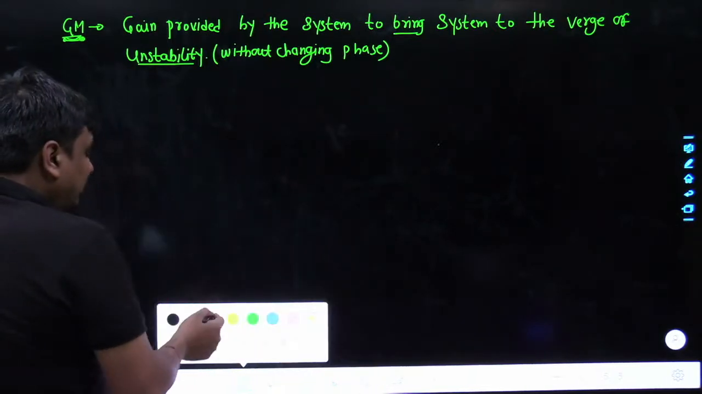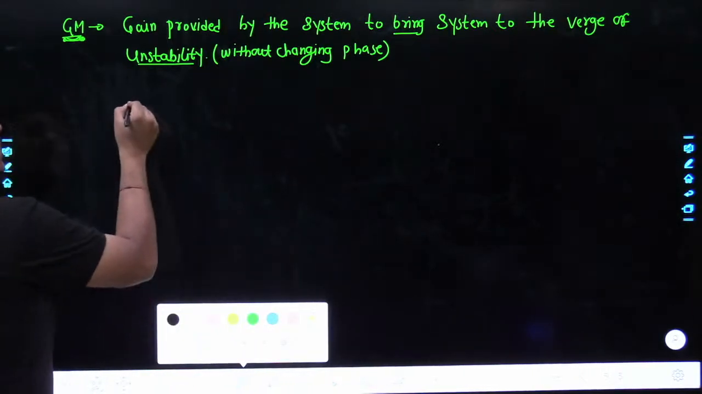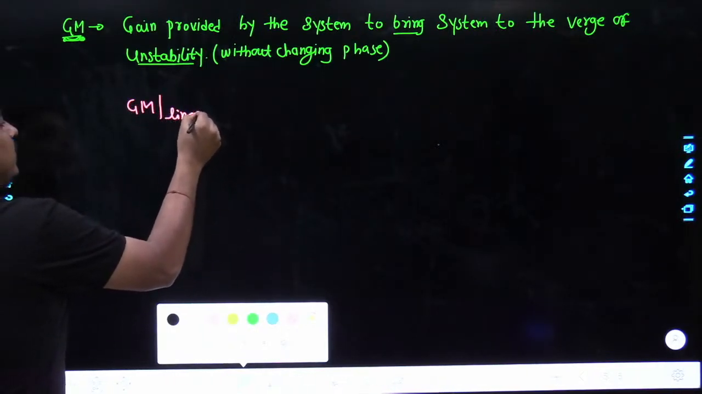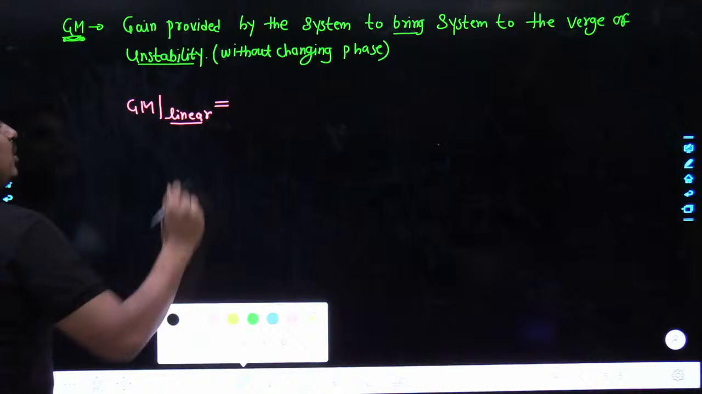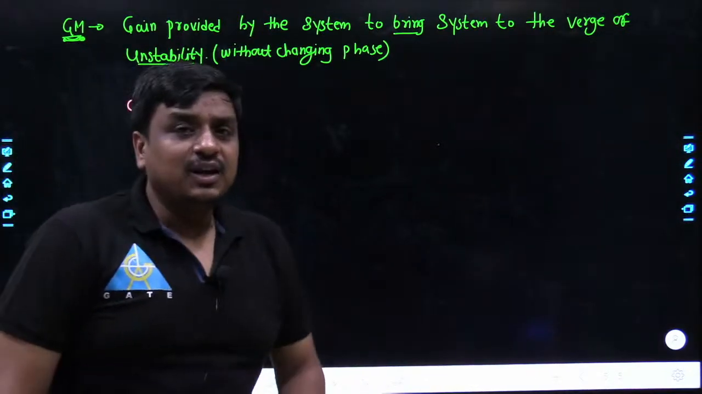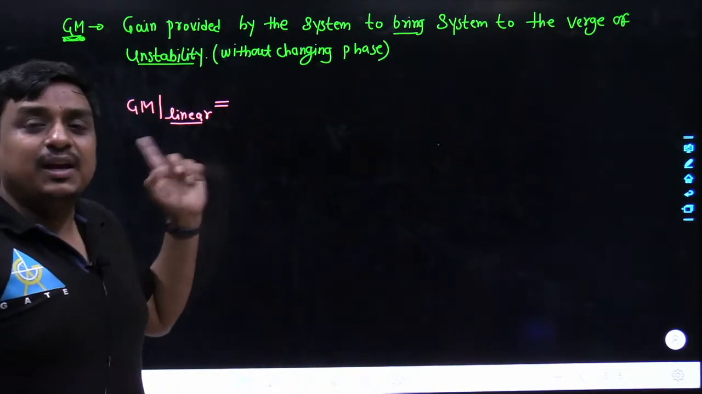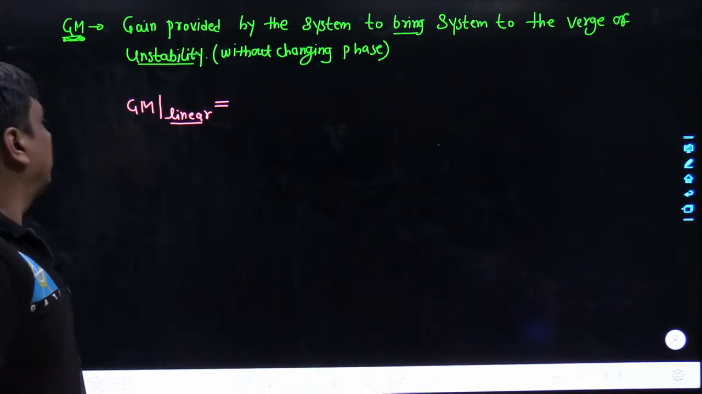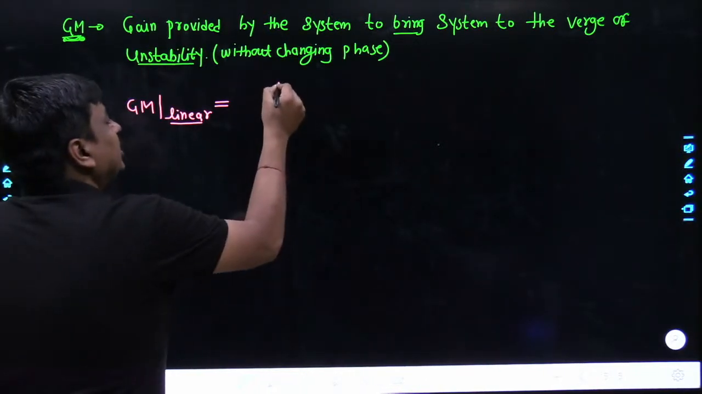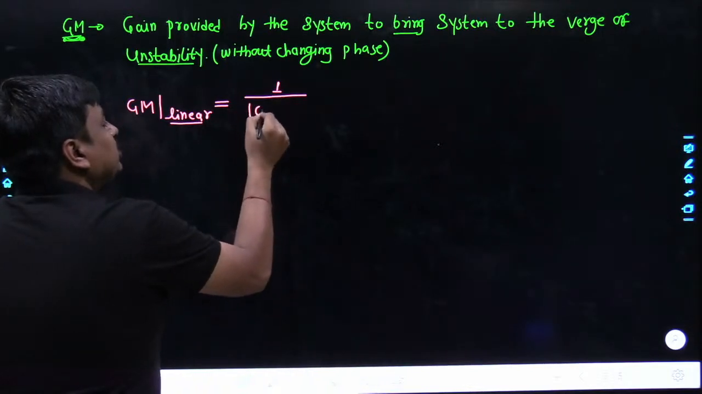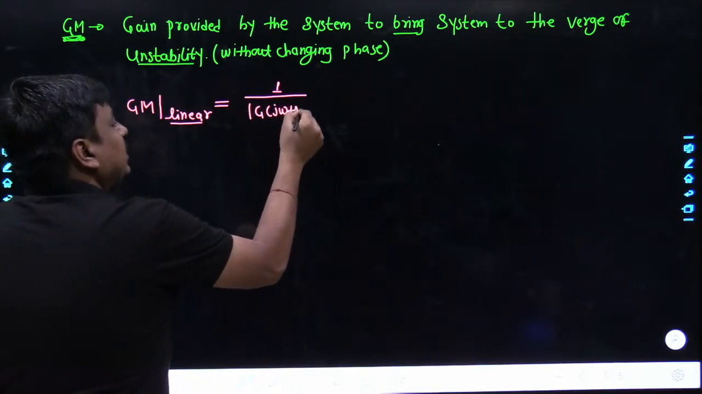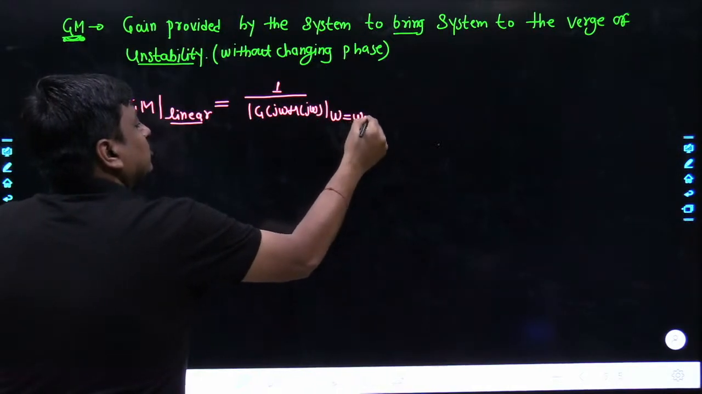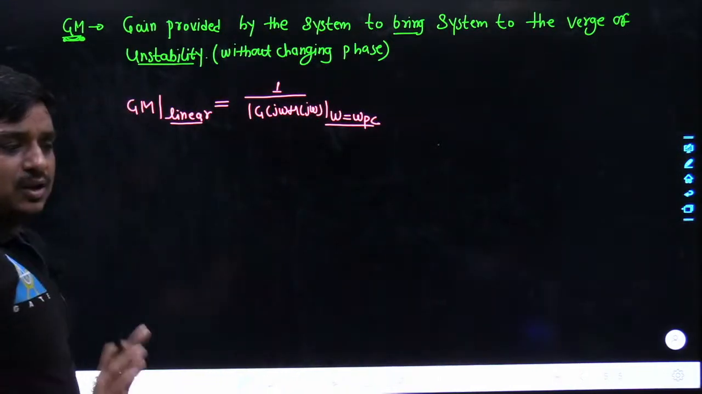May I know how the formula is written? The formula is written for gain margin in linear scale, as the gain can be calculated in the linear scale as well as in dBs. That is why the formula for the gain margin has been bifurcated into two parts, first in the linear scale and second in dBs. How is it calculated? It is calculated as 1 divided by the magnitude of the given OLTF precisely at omega equals the phase crossover frequency. Agreed?